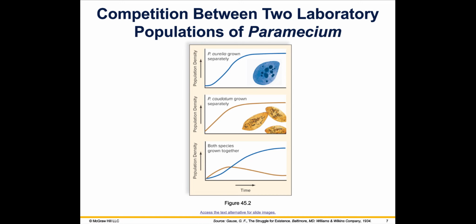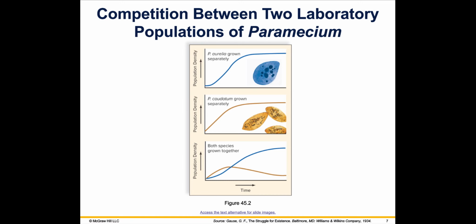P. catatum will grow in a different petri dish with food. And then if we were to put them both together, well, what we see is that one species will outcompete the other. The P. aurelia survived, the P. catatum died, because we cannot have two species having the exact same role, getting their nutrients the same way, acting as the same job in the environment.